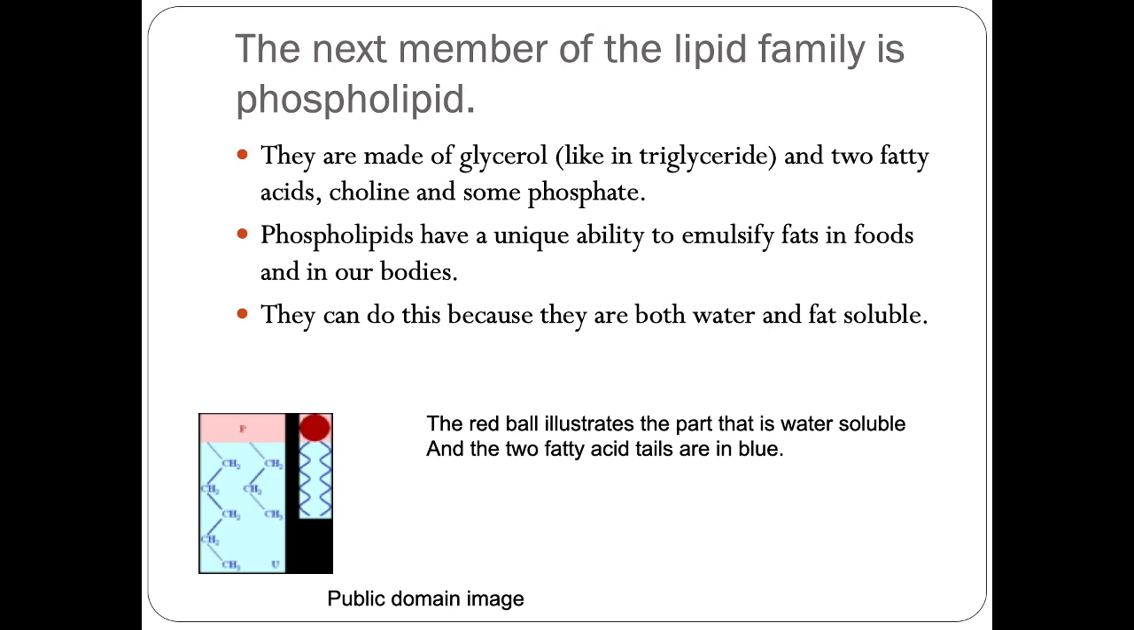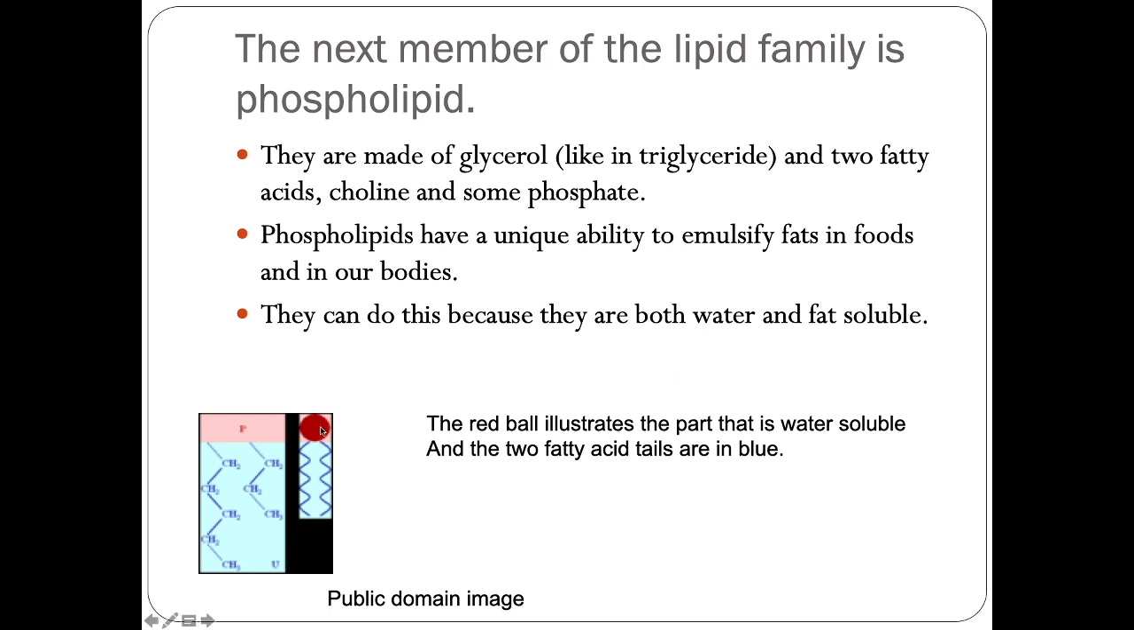So now that we've talked about fatty acids and triglycerides, we can talk about the next member of the lipid family, phospholipids, which are also made of a glycerol backbone, similar to triglycerides, but instead of having 3 fatty acids, they have 2, and then they have a choline molecule and some phosphate added to the 3rd position on the glycerol. And you don't have to really know that specific information, but it's useful to know. The fatty acid part is fat soluble, and the choline and phosphate is water soluble. This gives phospholipids the unique ability to emulsify fats in foods and in our bodies. And they can do this because they're both fat and water soluble.